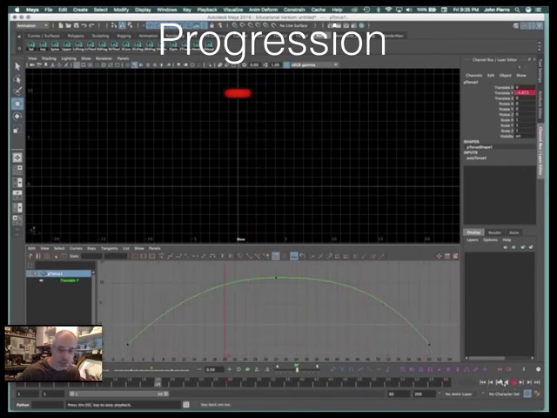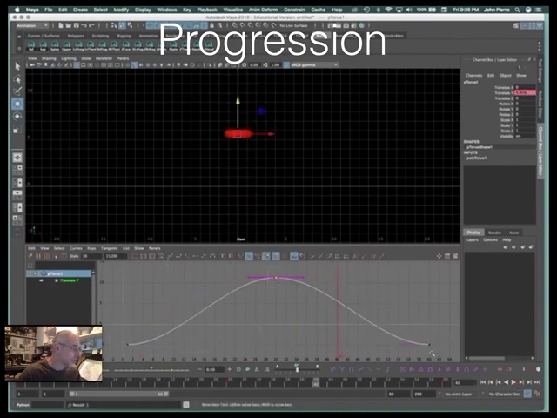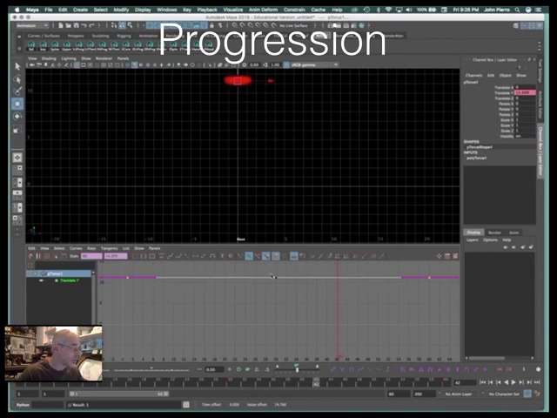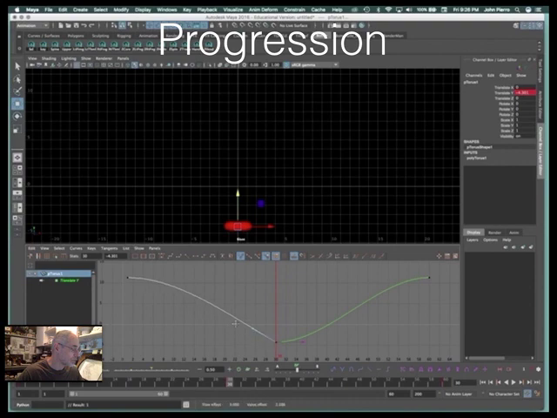Hitting play and getting your mind and your eye to connect to what's going on in the graph editor, how you're controlling it, and what it's doing in the viewport to your actual action. Okay? So that's my advice to you guys. Again, nobody can really teach you the graph editor.